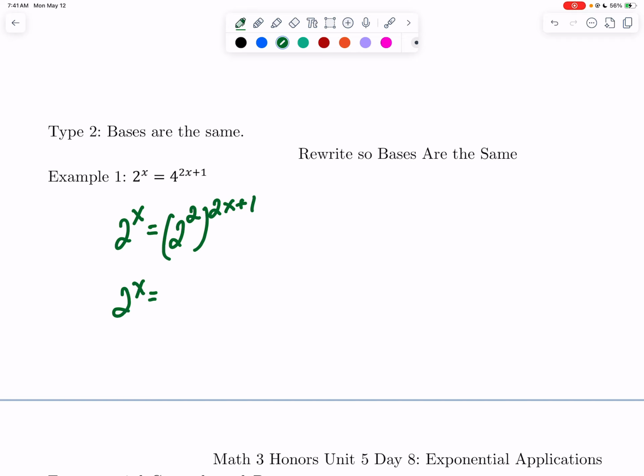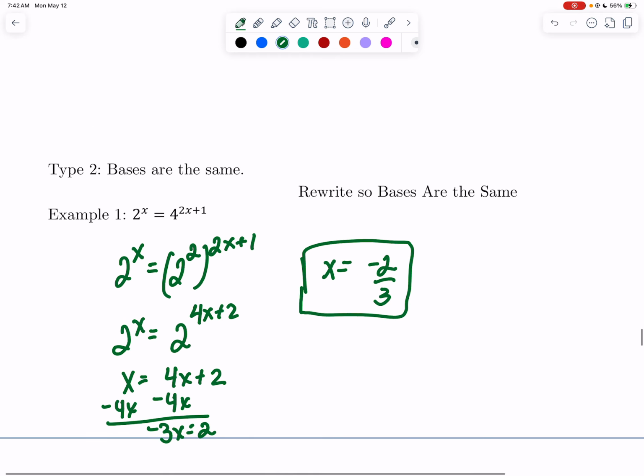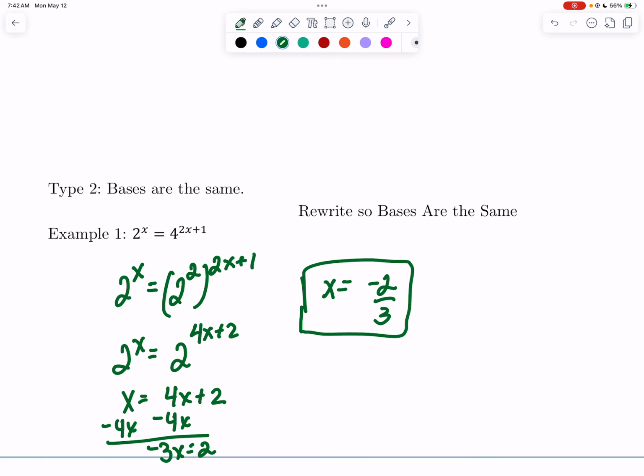So now I have 2 to the x is equal to 2 to the 4x plus 2. So x is equal to 4x plus 2. Subtract 4x. Negative 3x is equal to 2. X is equal to negative 2/3. Now, once again, you do not need to check for extraneous solutions because we did not end up with a quadratic anywhere. So we're good here.